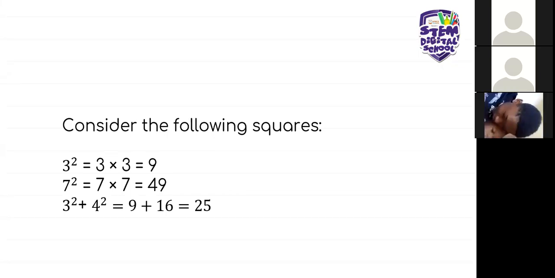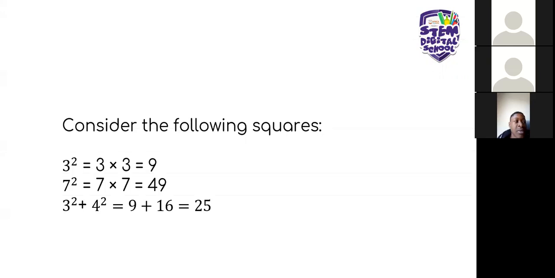We have 3 squared, which is a square number. And we should know by now that if you have 3 squared, that is when you multiply 3 by itself, 3 times 3 will give you 9. So 3 squared is the same as 3 multiplied by 3, which gives you 9. And we should know now that 9 is a square number, because we multiplied 3 by 3.